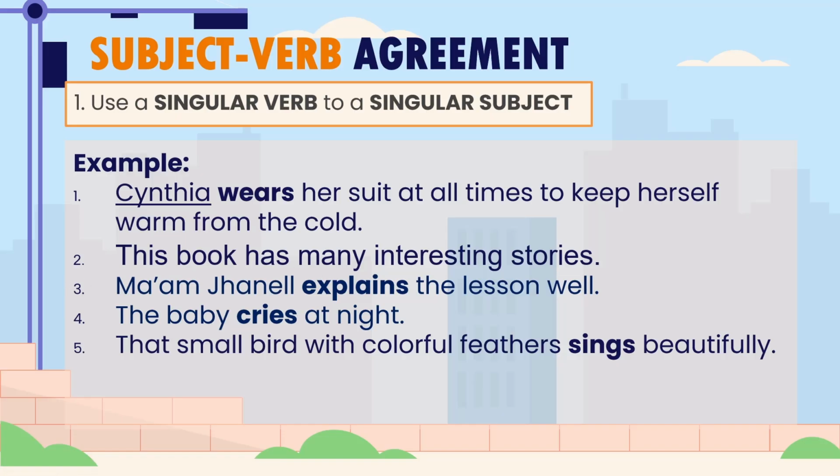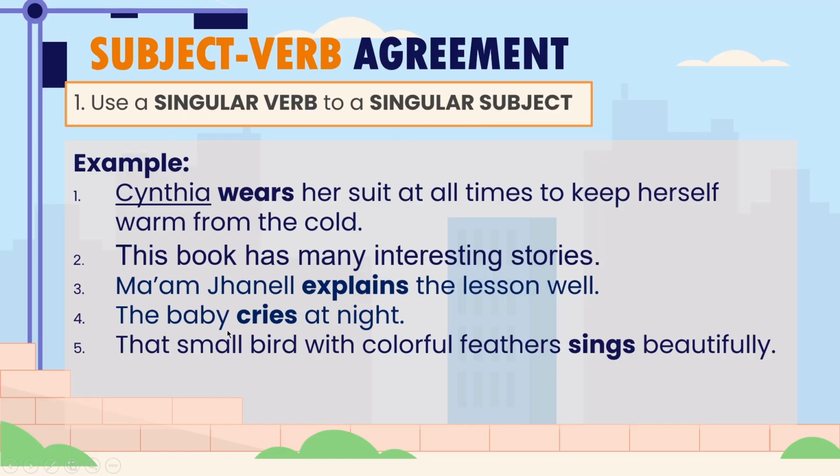Next, number two, "This book has many interesting stories." Where is our subject here? The book. And how about our verb? We use has. Since we only have one book here, our verb will take a singular verb, has. Next, "Ma'am Janelle explains the lesson well." Our subject here is Ma'am Janelle, and our verb is explains. Again, if it's a singular subject, we will take a singular verb.